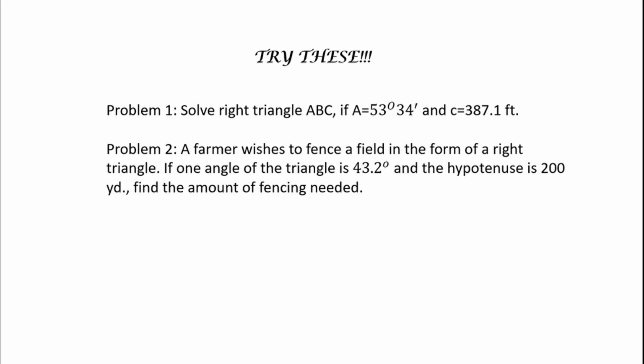Okay, so we are now in a try this. Problem number 1, solve right triangle ABC if A is equal to 53 degrees and 34 minutes and c is equal to 387.1 feet. And problem number 2, a farmer wishes to fence a field in the form of a right triangle. If one angle of the triangle is 43.2 degrees and the hypotenuse is 200 yards, find the amount of fencing needed.